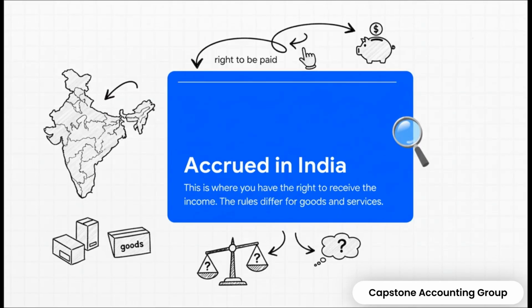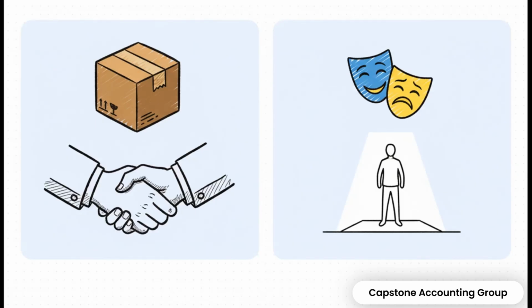All right, now for the second test, accrued or arisen in India. This is where things get a little bit trickier. This isn't about where you get the cash. It's about where you earned the right to get paid in the first place. And the rule for this is different depending on whether you're selling goods or services. And this is such a critical difference, you really got to get this. For physical goods, the income accrues where the deal is sealed, where the sale happens. But for services, it's totally different. It's about where you physically perform the service.